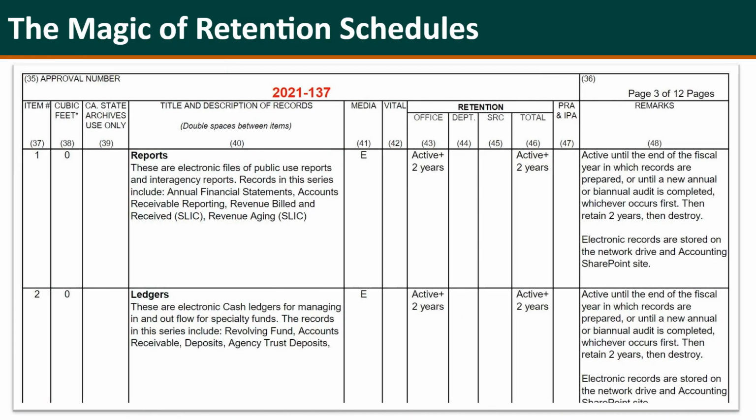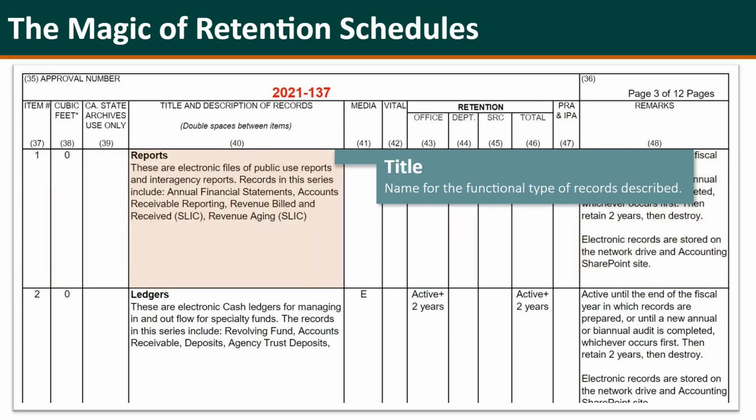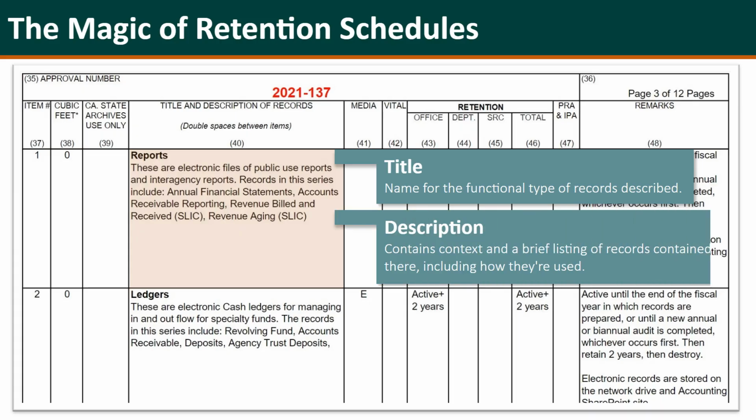Let's do a quick tour of what's typically contained in a retention schedule. This is an example of what a state agency retention schedule looks like. Records are organized and listed by record series or groups of records supporting a unique function. Each record series will have a title that gives you an idea of what records you're looking at. The description of those records will provide context and a brief listing of the records contained within the series and how they're used in your agency.